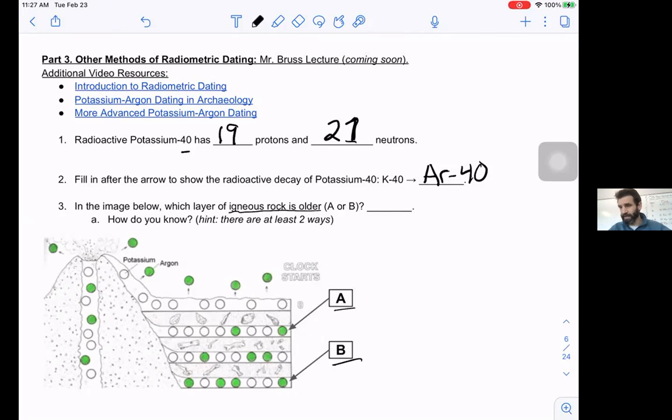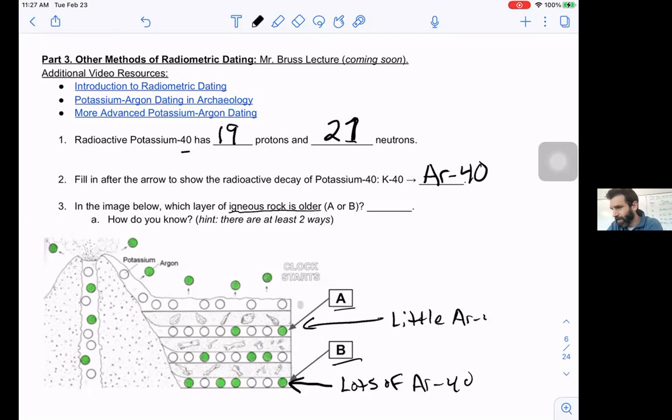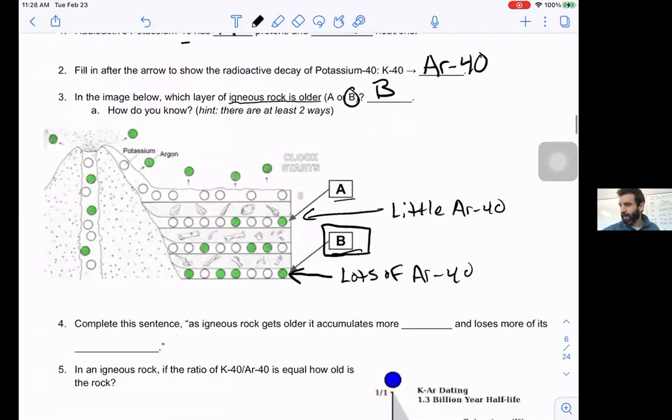But here we also can see that we could measure the amount of argon, and there's lots of argon 40. And here we have a little argon 40. So we know that B is older. There are two ways of doing this. Like I said, you can measure the amount of argon. If it has more argon, that igneous rock is older. But we also know that it's a lower layer. So that's another way to tell the age of that rock.